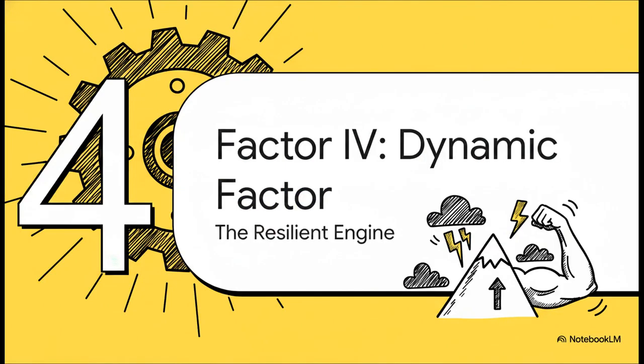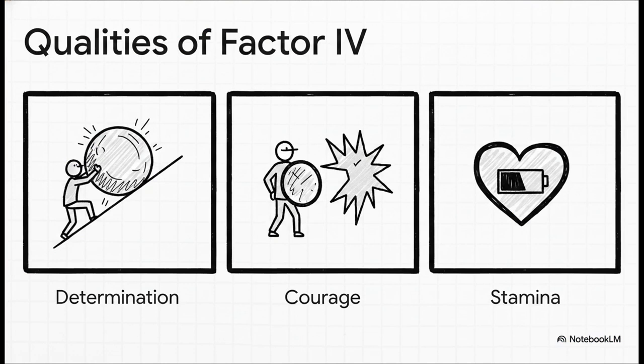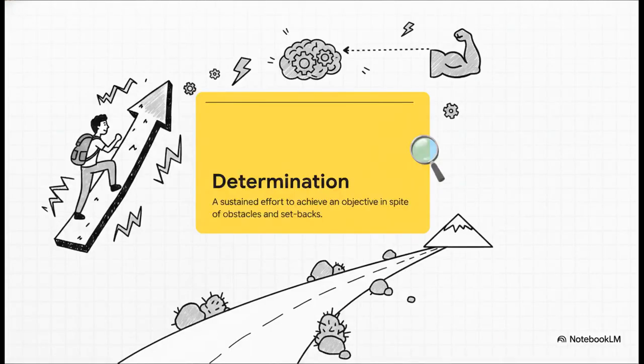And that leads us right into our final component, factor 4, the resilient engine. This is also called the dynamic factor. This really covers that inner drive, the grit, and the endurance that gets a leader through intense pressure and adversity. The three core qualities that make up a leader's dynamic side are simple, but man, are they powerful: determination, courage, and stamina. Determination is defined here as way more than just trying hard. It's a sustained effort to hit a goal no matter what obstacles or setbacks get in the way. It implies that you're totally locked in on your purpose and have this incredible strength of will driving you forward.